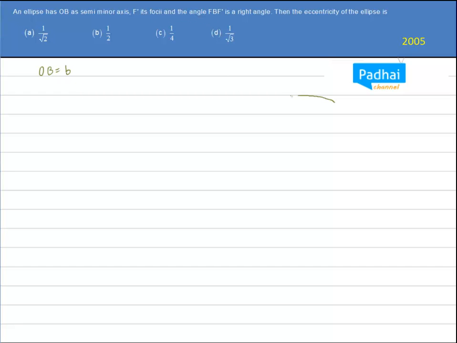So let me draw an ellipse for you first of all. Okay, so this does not look like an ellipse, it looks like a potato, but leave it. This is the major axis, sorry, this is the minor axis, and this is the point B which we are talking of, and this is the O, this is F, and this is F'. Okay, so I have marked them up.